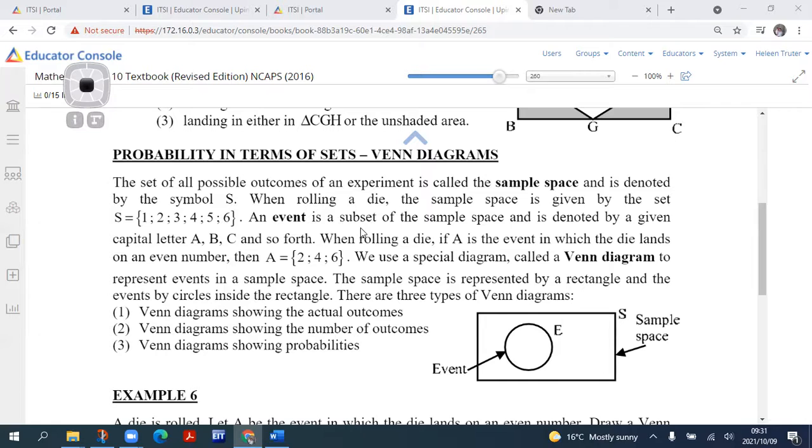An event is a subset of the sample space and is denoted by a given capital letter, A, B, C, and so forth. When rolling a die, if A is the event in which the die lands on an even number, then A will be {2, 4, 6}. We use a special diagram called a Venn diagram to represent the events in a sample space.